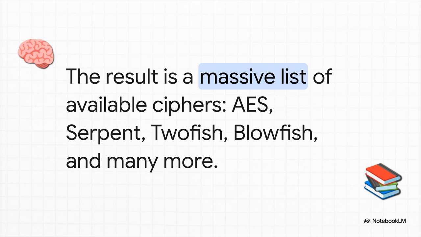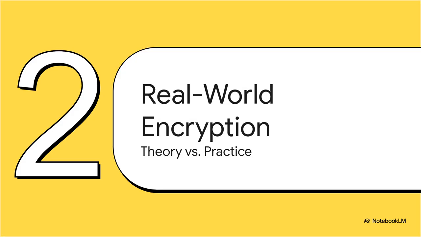So what did that philosophy give us? A huge list of available ciphers. We're talking the big one, AES, of course, but also a bunch of others that sound like they're straight out of a spy movie. Serpent, Twofish, Camellia, Blowfish, and a whole lot more. So, in theory, a developer has this giant menu to pick from. But you know how it is. Theory is one thing. Practice is often something else entirely.